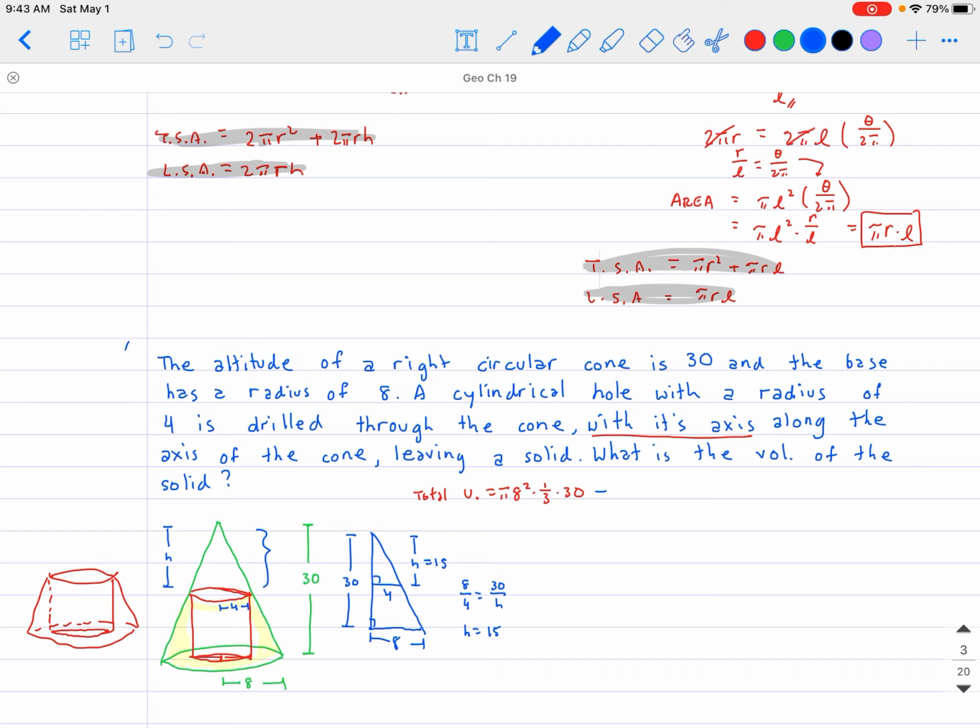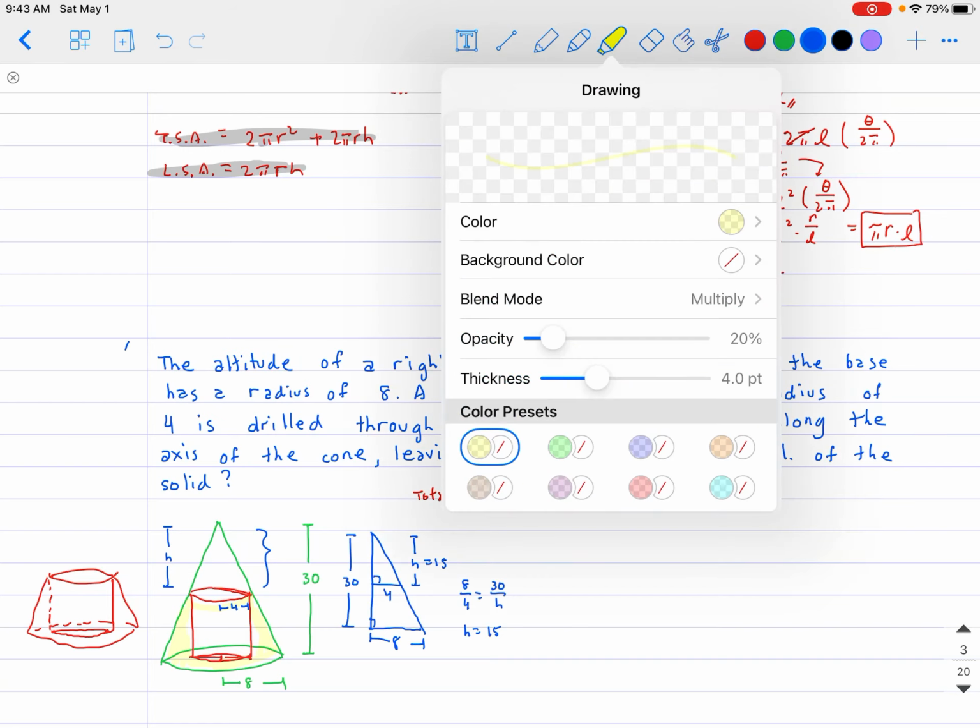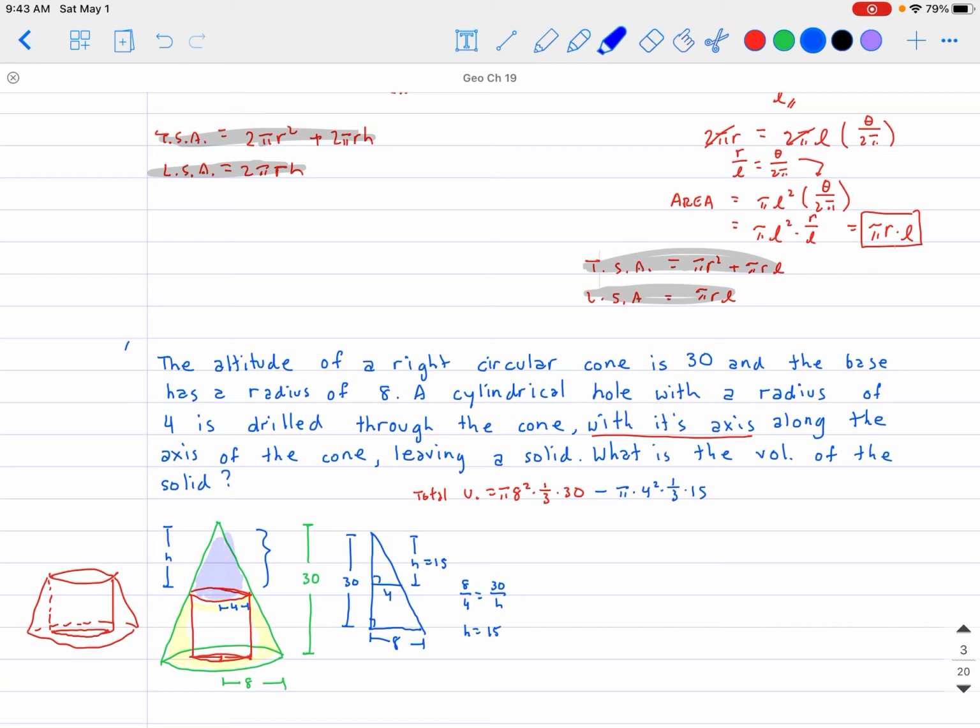All right, so the cone right there is going to be equal to pi multiplied by 4 squared multiplied by 1/3 multiplied by 15. So that is going to give us the volume of that cone that is right above it, that's over here. But if you remember, there's also that space, which is the cylinder inside, that's missing. So I need to also subtract that as well. So let's go ahead and subtract that.